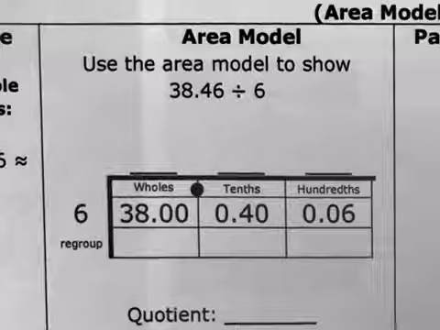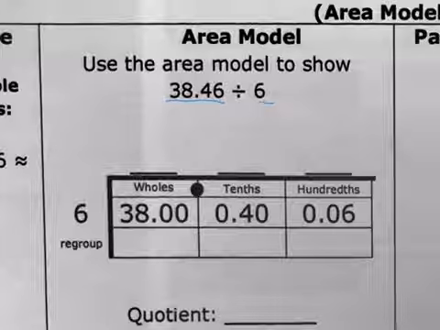Now before I divide, I always want to use my estimation skills to know what I'm looking for. So right now I'm looking at 38 and 46 hundredths divided by 6. 38 and 46 hundredths is my dividend and 6 is my divisor. Well, 6 can't go in evenly. It's not a very pretty number to go in evenly.